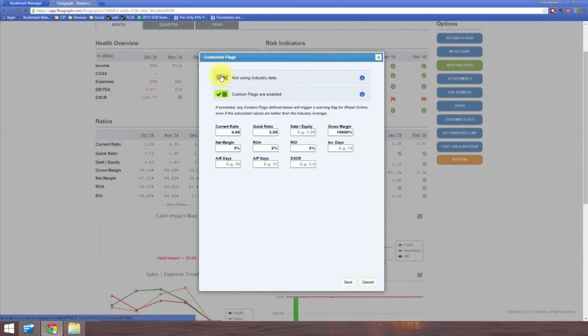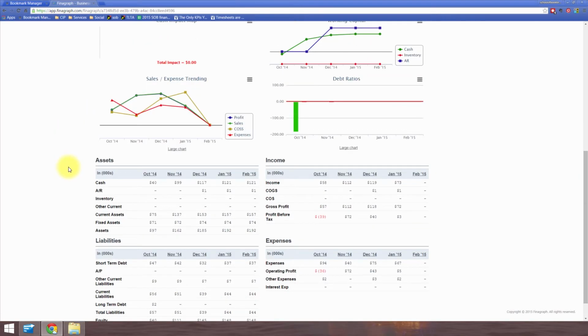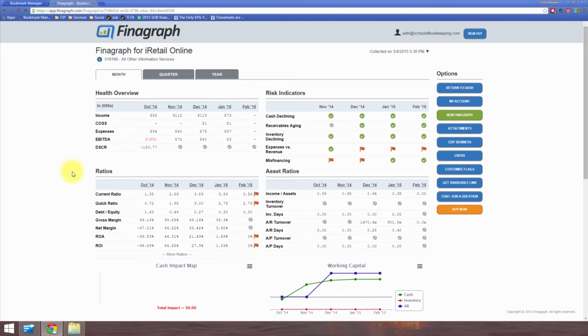Check this off to use the industry data and uncheck this so that the custom flags are not enabled anymore. So again, that's pretty much all the ways as of today that you can interact with a Finagraph. The company will be rolling out updates. We will be rolling out additional lessons to show you what those updates are as they come out.